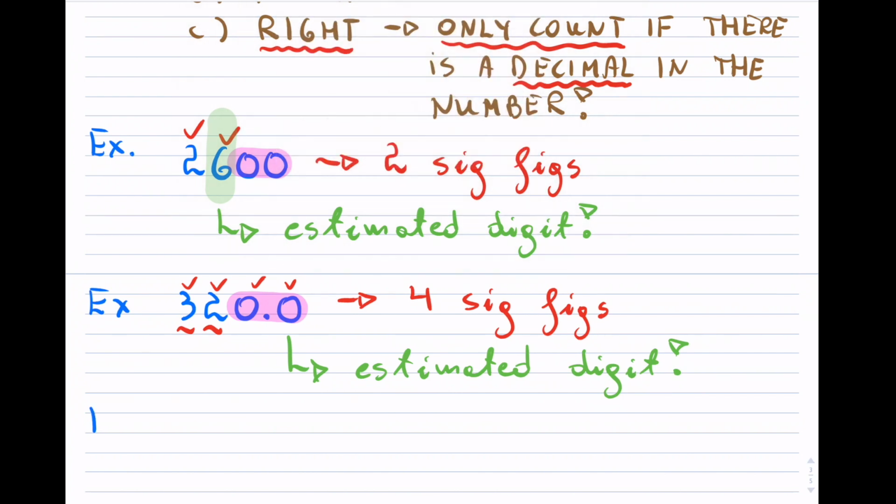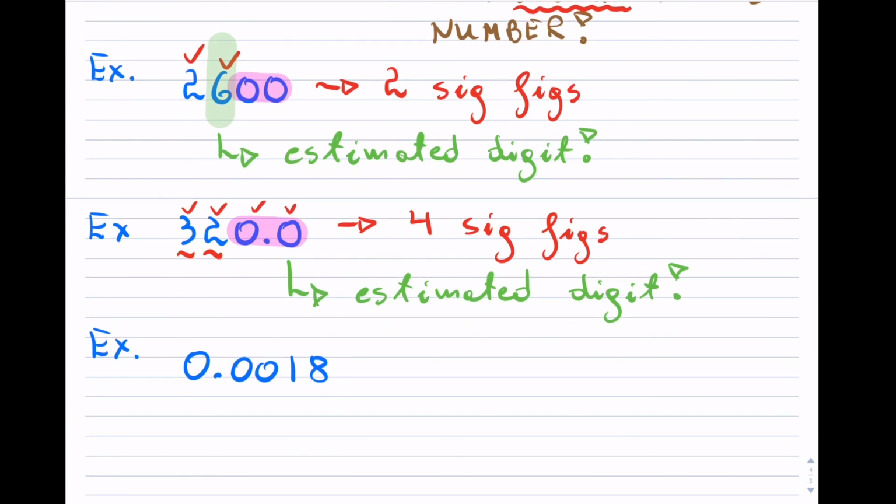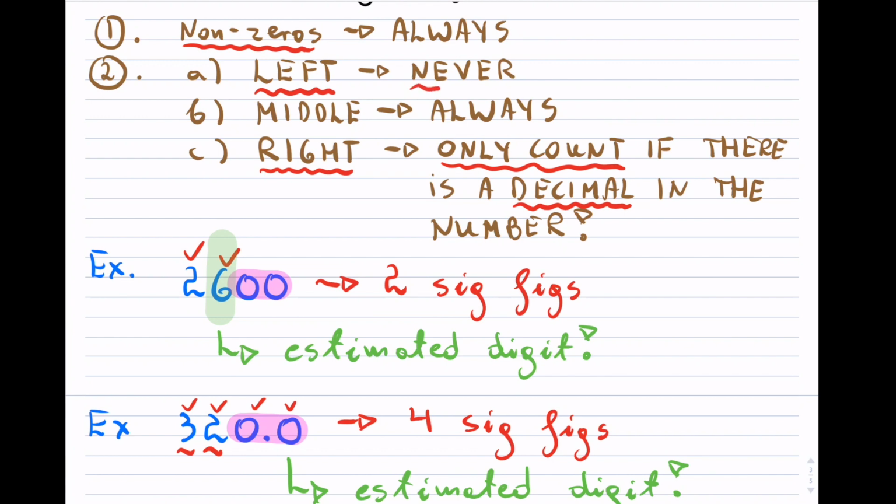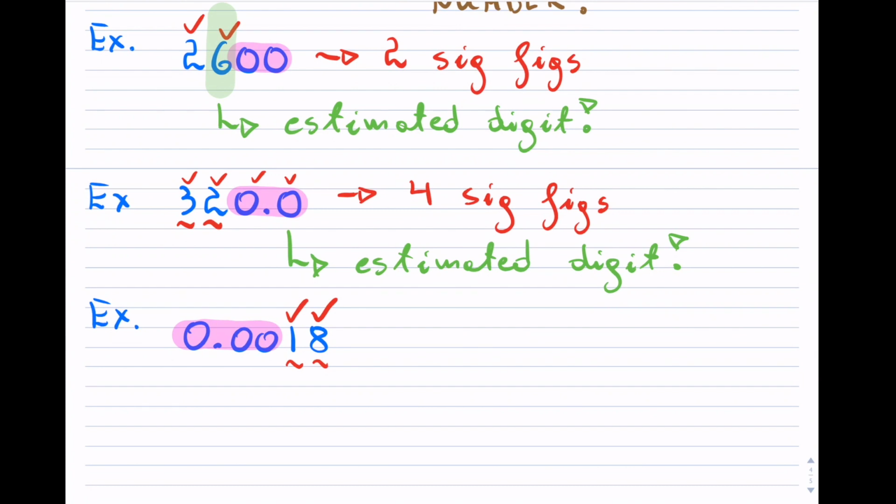Here is a third example. What if we have something like this? Let's count them up. These ones are always easy. They count because they're non-zeros. Now we have zeros on the left of the non-zero digits. If they're on the left, they never count. Never. Doesn't matter if there's a decimal or not. So in this case, only 2 sig figs. And again, our estimated digit is our last one. That actually counts.